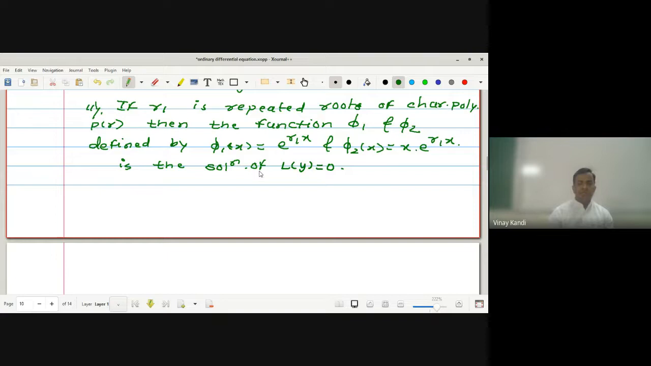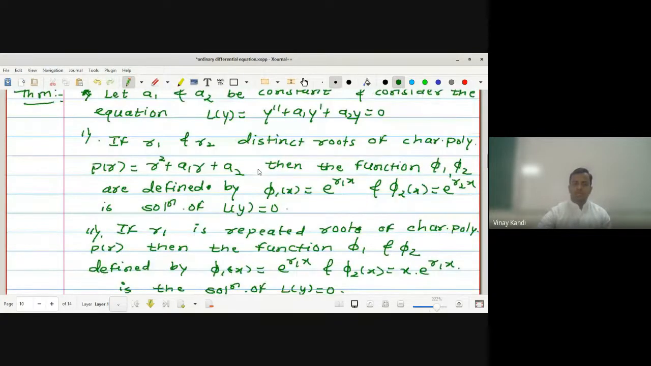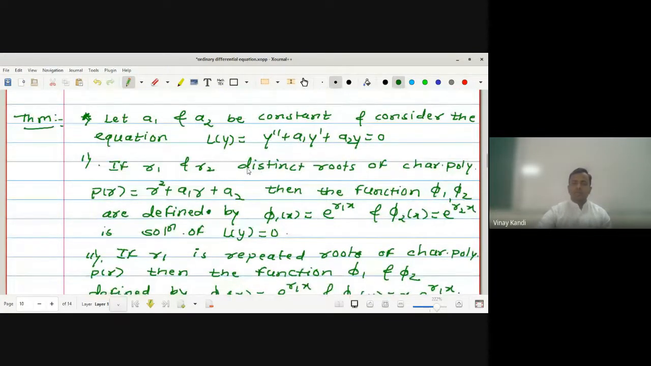Okay, we have to prove these two statements. Let a1 and a2 be constants and consider the equation L of y is equal to y double dash plus a1 y dash plus a2 y is equal to 0. Then these are the two statements we have to prove. If R1 and R2 are two distinct roots, then phi 1 of x is equal to e raised to R1x and phi 2 of x is equal to e raised to R2x are solutions of L of y is equal to 0.